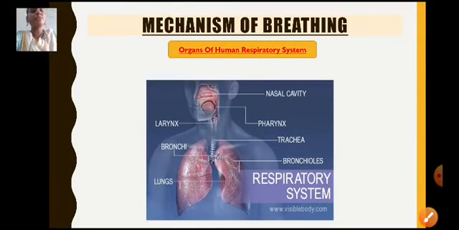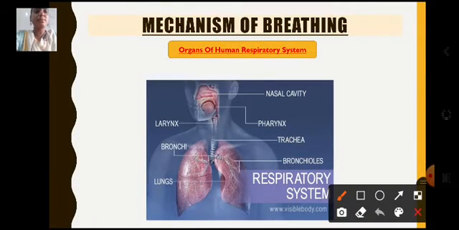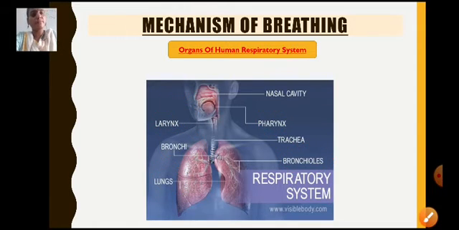For that, let us first deal with the different parts of the respiratory system. The first part is our nose. The nose leads to the nasal cavity, which leads finally to the pharynx, larynx, then to the bronchi. The bronchi will then divide into bronchioles, and finally the bronchioles will lead to the lungs. These are the main parts of the respiratory system involved in external respiration. Now let us deal with each of these one by one.